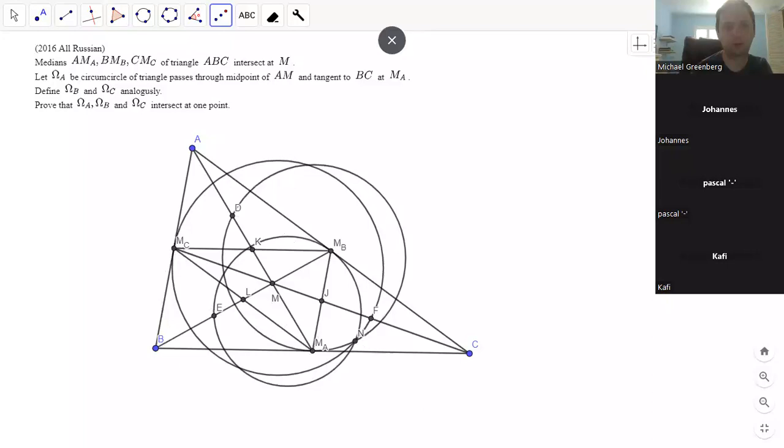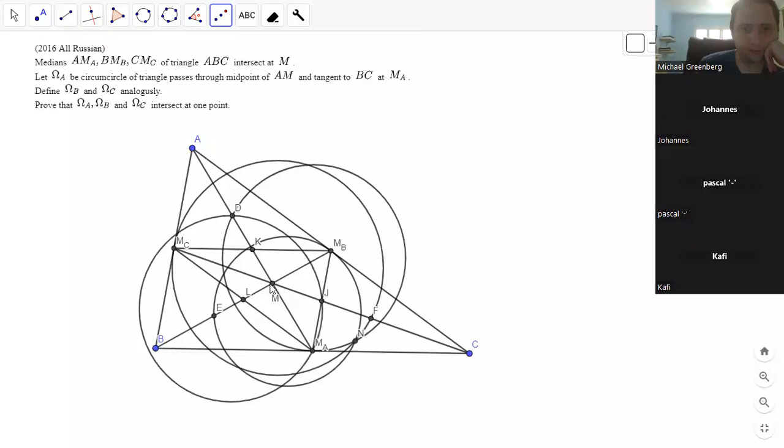But it's still the reflection of the Poncelet point over M, but apparently there's three more circles it lies on. So this reflection lies on DEMC, for example. And that means that our point J, now it's called N, lies on, for example, MAMBF. So we have three more circles that our point lies on.